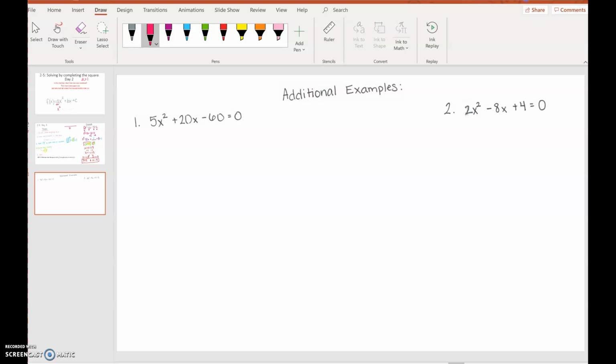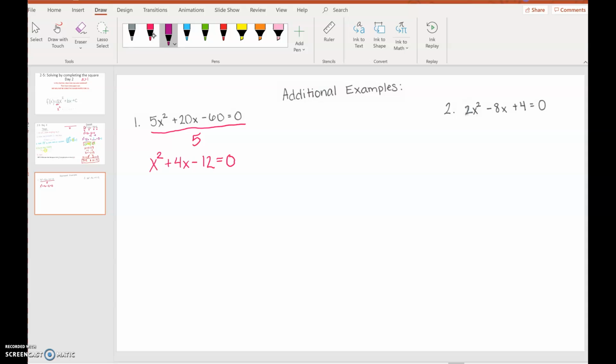Okay, so start by dividing everything by 5. Again, we can write it individually, or you can write it like that. And so 5x squared divided by 5 would leave us with 1x squared. Positive 20x divided by 5 would leave us with a positive 4x. Negative 60 divided by 5 would give us a negative 12 equals 0. So that was step 1.